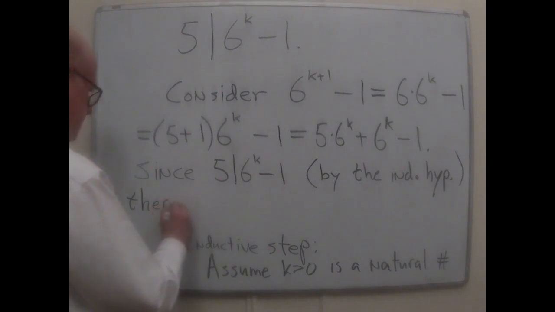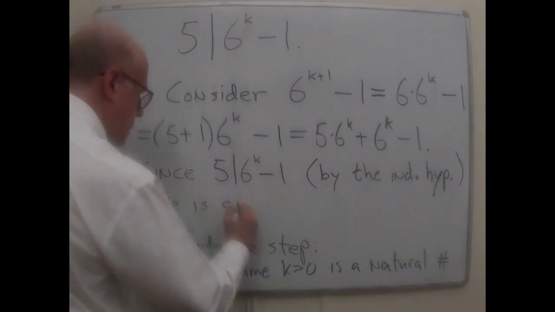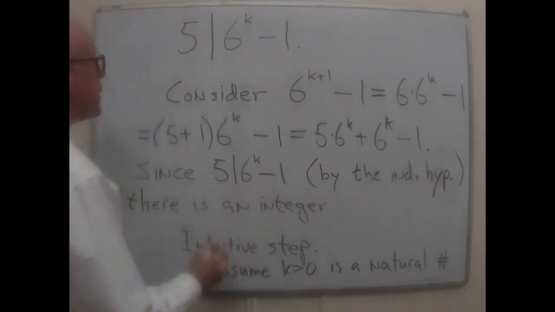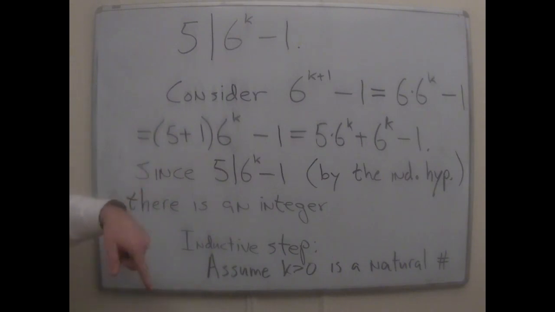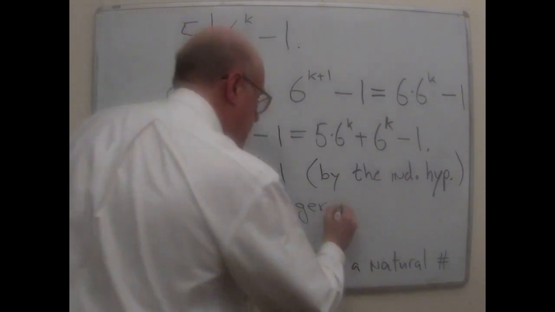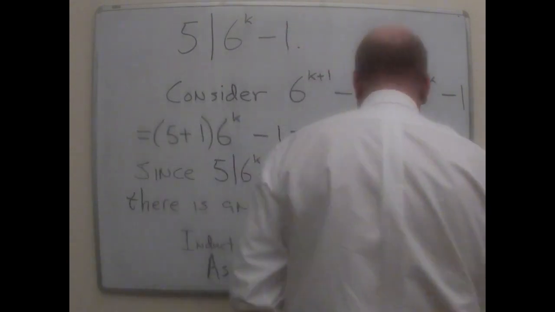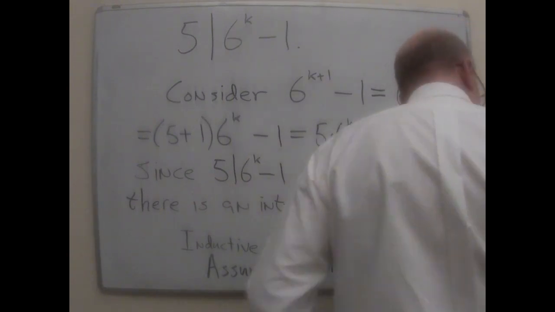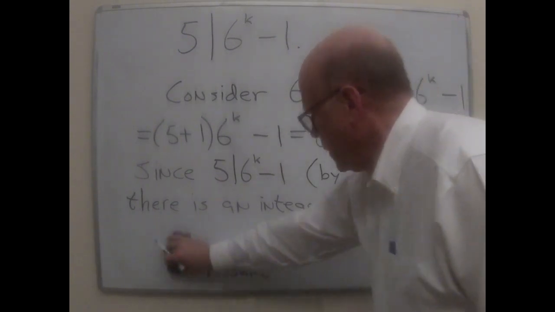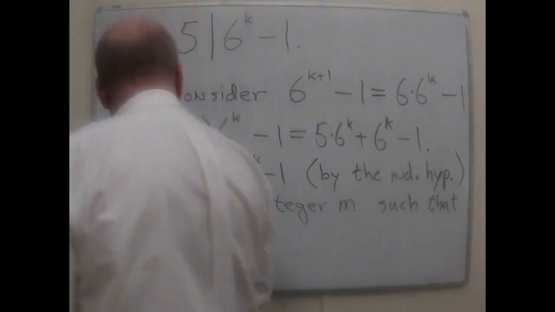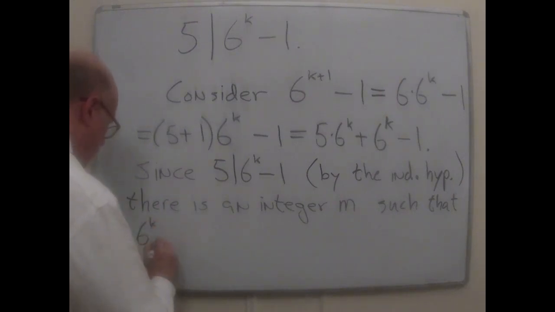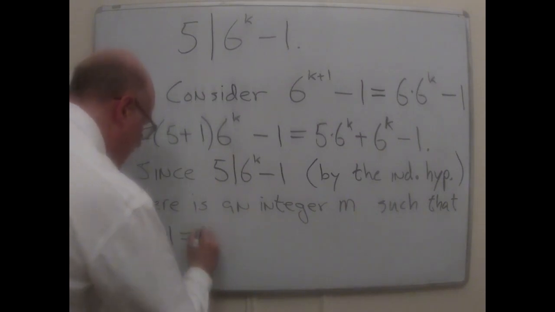there is an integer. Gotta pick a good letter here. I've been using k's for the power. The original statement, I believe, had an n in it, so let's use m. But this is the integer that exists because of the definition of divisibility. Gotta finally kill off this bottom line so that we can continue. There is an integer m such that 6 to the k minus 1 is equal to 5 times m.